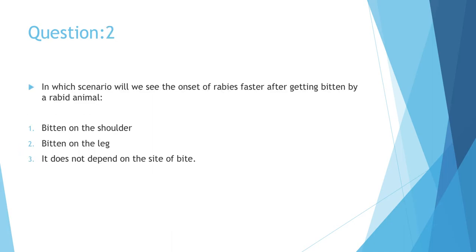Question number 2. In which scenario will we see the onset of rabies faster after getting bitten by a rabid animal? Number 1, bitten on the shoulder. Number 2, bitten on the leg. Number 3, it does not depend on the site of the bite. And the answer is number 1, bitten on the shoulder.